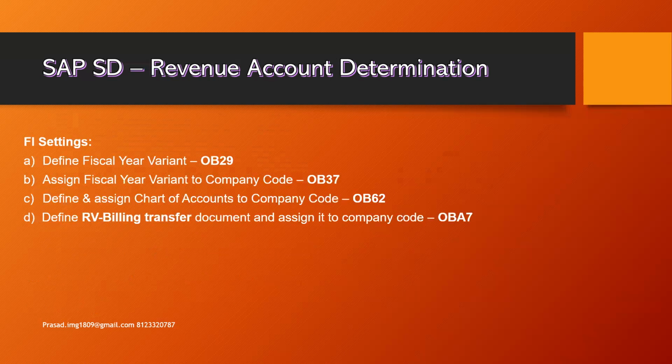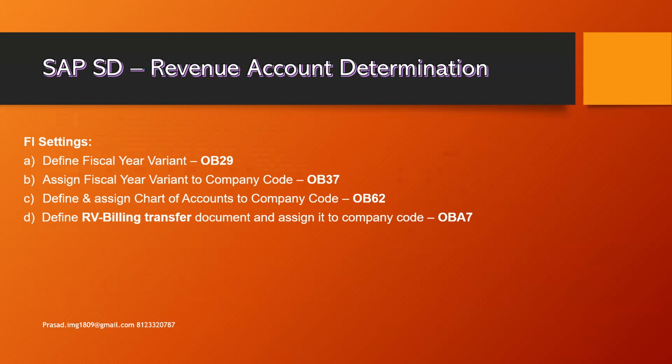This is the FI settings. So we have to define the fiscal year variant and assign it to our company code. We all know that fiscal year variants are like calendar year and year dependent. Calendar year means January to December, year dependent means April to March. So based on the company's business process and financial activities, we have to define and assign them.